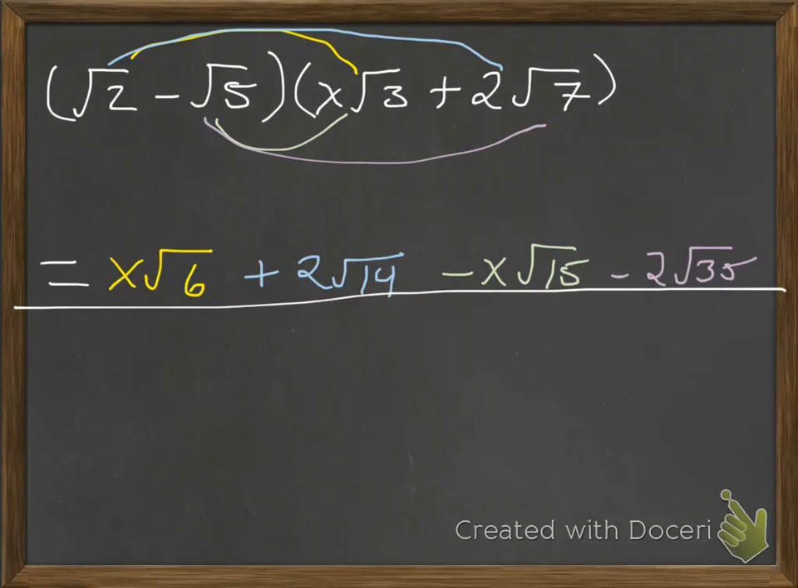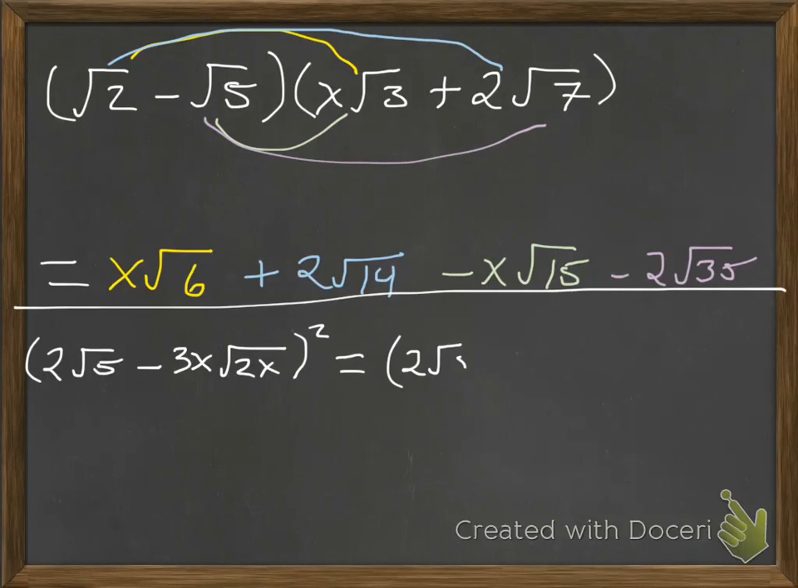The radicand for the one in yellow is 6, and the radicand in the one in green is 15. Okay, let's do one more, and we'll look at 2 square root of 5 minus 3x square root of 2x, quantity squared. And remember, we've got to FOIL this, so we're going to have to write two of them. So we'll say 2 square root of 5 minus 3x square root of 2x times 2 square root of 5 minus 3x square root of 2x.